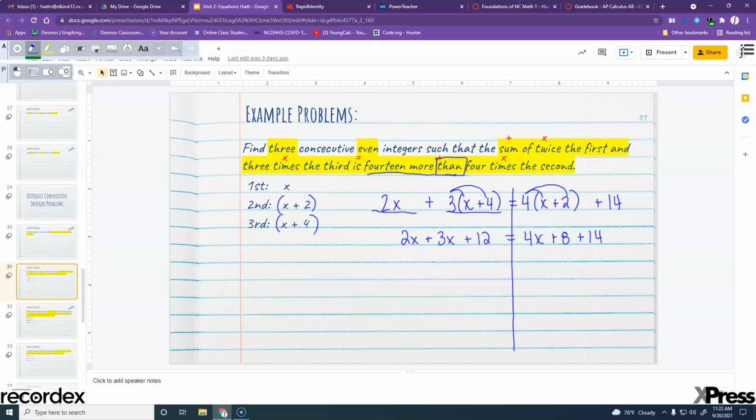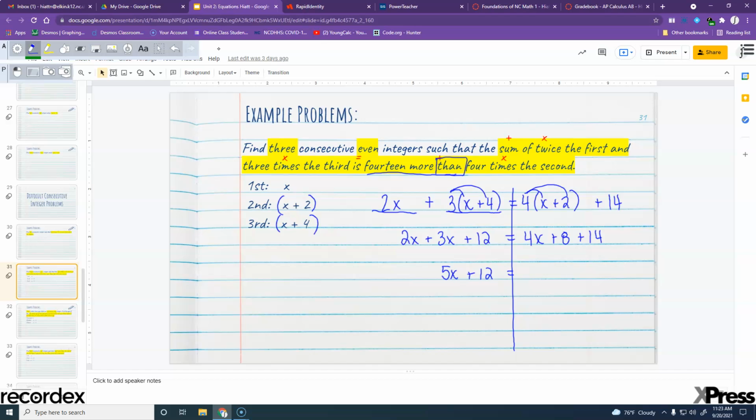All right, what do we do after that, Julian? And then you'll combine. Good. And so what will we get on that left-hand side? You'll add 2, 3x, then 5x. And just bring down that plus 12, right? Okay, on the other side, what are we going to get?